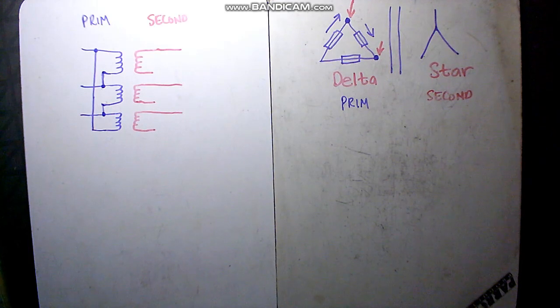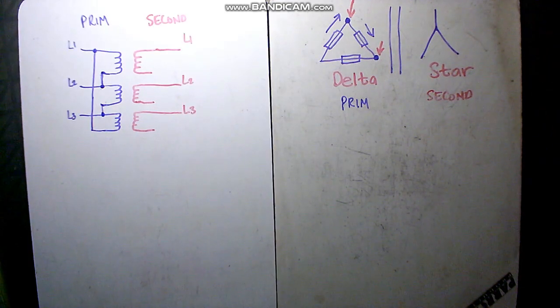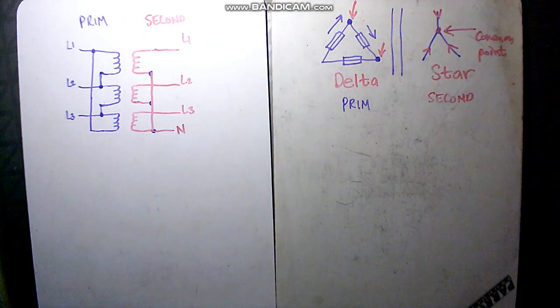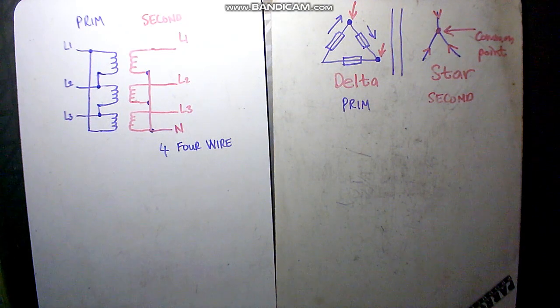On the left side, L1, L2, L3. On the right hand side, we also have L1, L2, L3, but it is a star connection. All the one sides of the star connection must all go to a common point, all connected to a common point. Join the common points up, and that will form the neutral. The star is a 4-wire system. L1, L2, L3, and the neutral.